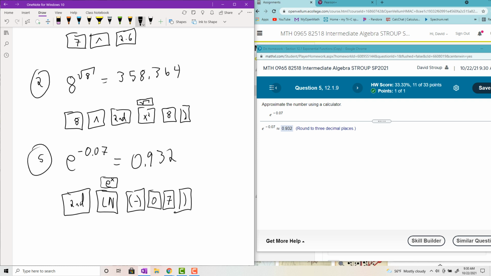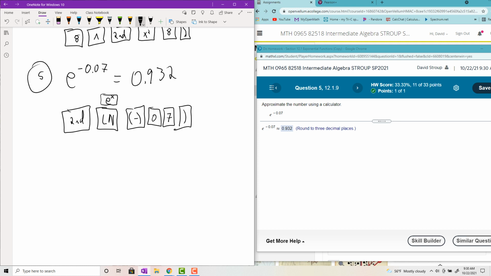Just make sure you know how to use your calculator before the day of the test. I remember back before the pandemic, students said, how do I use my calculator? You're taking a test. So make sure you know how to use your calculator.